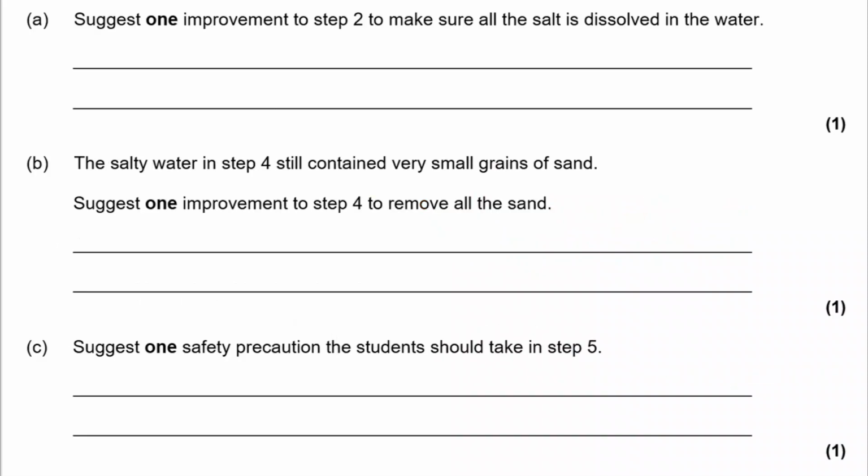We've got A, B and C. One improvement to step 2 to make sure that all the salt is dissolved in the water. Now, one option is that you could stir it. Whenever you're dissolving things, you will know this in wider life, in real life, away from chemistry, that if you want to put sugar in your tea, if you want it to dissolve, you stir it because it will go faster.